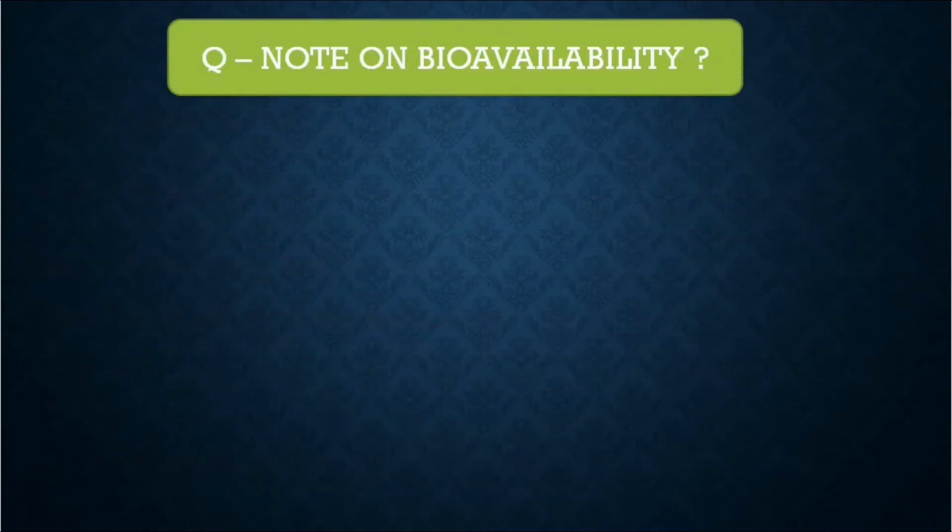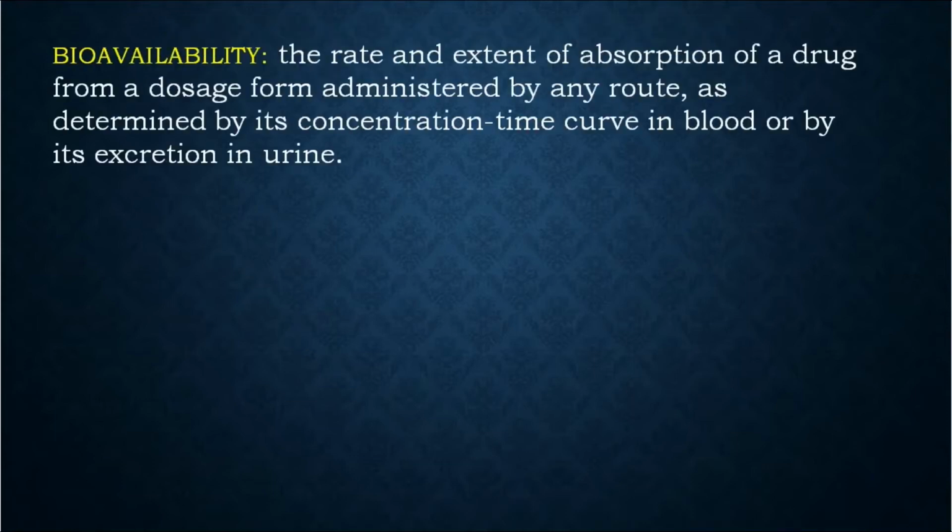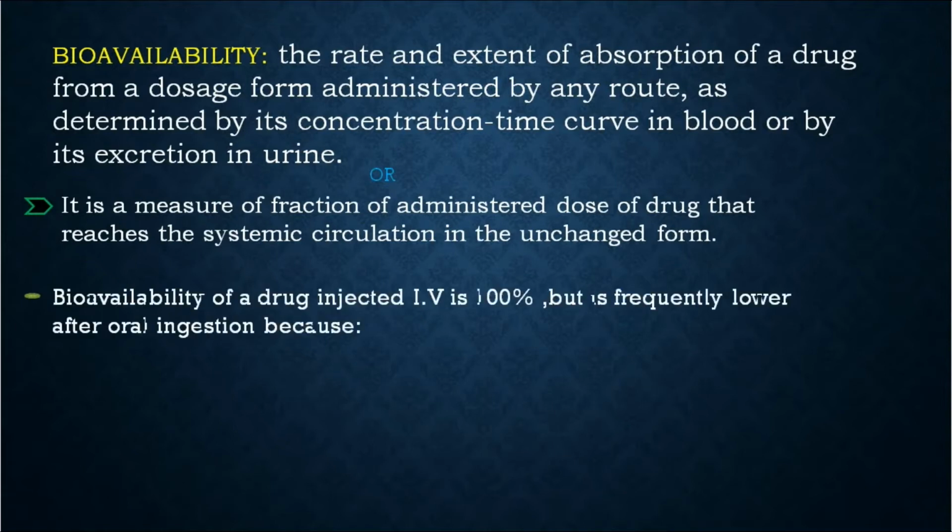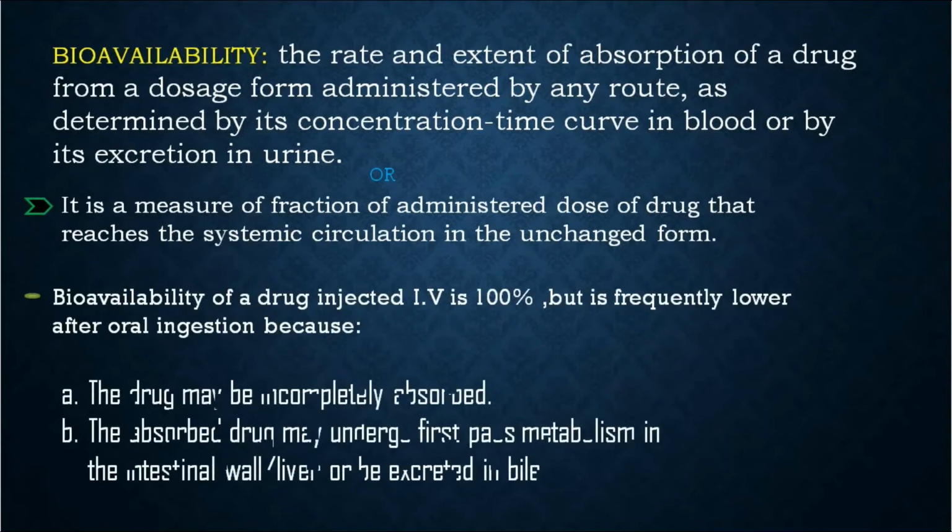Frequently, a question comes as: note on bioavailability. It is the fraction of the administered drug that reaches the systemic circulation in unchanged form. It is 100% in case of intravenous injection and low for oral ingestion due to incomplete absorption and first pass metabolism in the intestinal wall and liver.